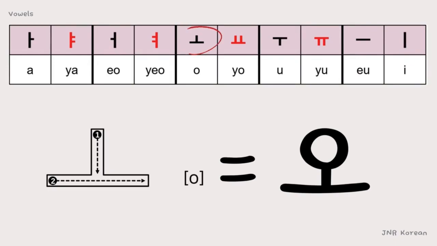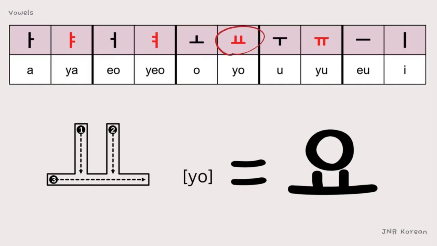For the following 2 vowels, draw 1 or 2 short lines above first. Then draw a long line from left to right. For the fifth vowel, draw 1 short line at the top first, then draw a long line horizontally. It is pronounced o.